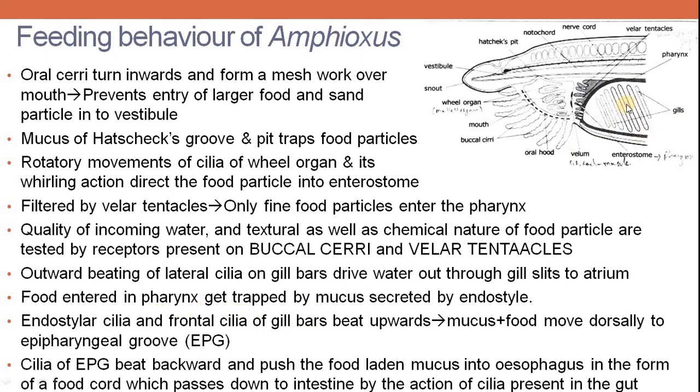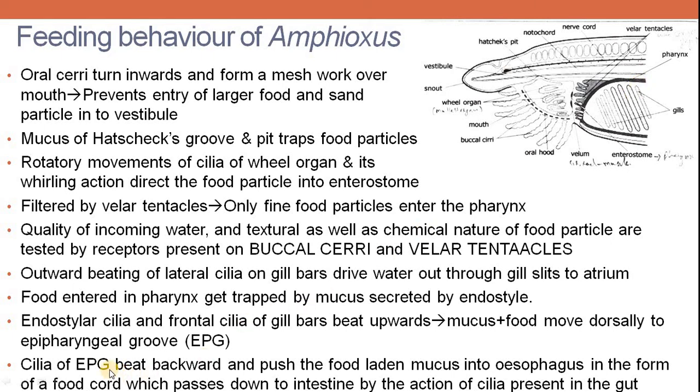They will get trapped by the mucus secreted by the endostyle. As in the case of the Urochordata, the floor of the pharynx is called the endostyle. They will secrete mucus, and that mucus will trap the food particles entering the pharynx. The endostylar cilia and the frontal cilia of the gill bars, there are lateral cilia and frontal cilia on the gill bars, beat upward. They will help the mucus and food particles move dorsally to the epipharyngeal groove. There is a small groove called the epipharyngeal groove on the dorsal surface of the pharynx.